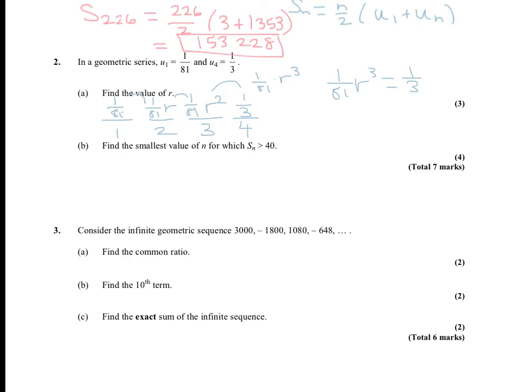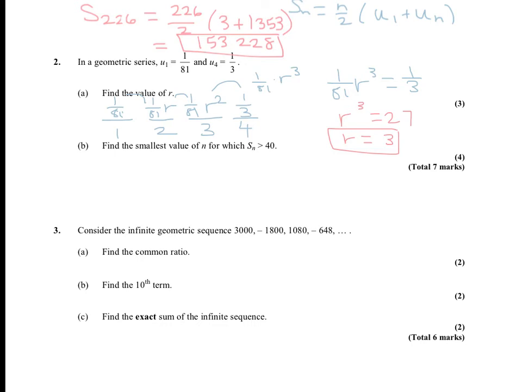Now, another way that we talked about doing it in class is to substitute 1 for n and 1 over 81 for u sub 1, and 4 for n and 1/3 for u sub 4, and solve a system of equations, but I feel like this way is much faster if you have the opportunity. Anyway, so we're going to go ahead and multiply by 81. And so we get r cubed equals 27. And we're going to take the cube root, and so we get r must be 3.